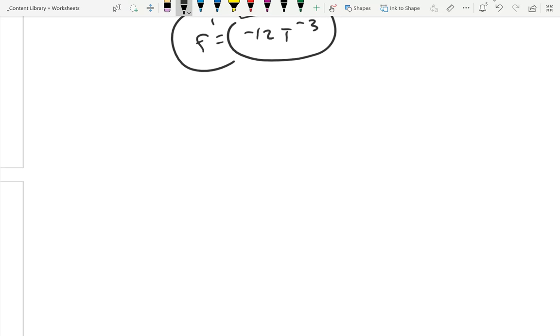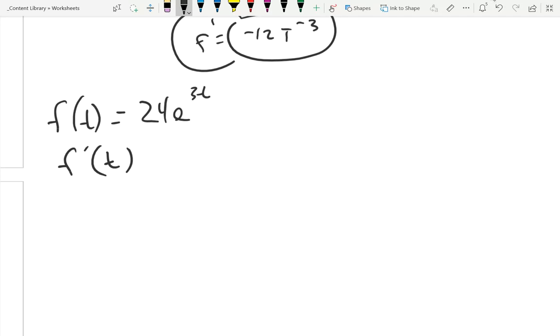Okay, so for this we've got, I think it was f of t equals 24e to the 3t. So what we have here is an e raised to an exponent of 3t and a constant 24 out in front. So this one's actually really simple. I don't remember what the rule is called, but what happens is you have 2 parts. You have your 24 and you have your e to the 3t. You can separate those out.